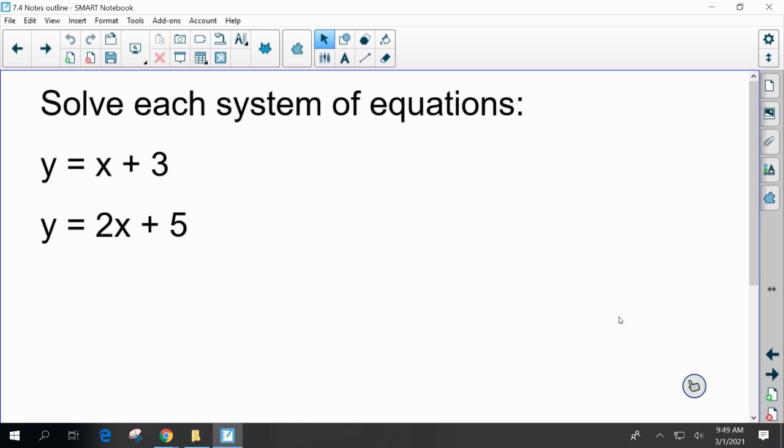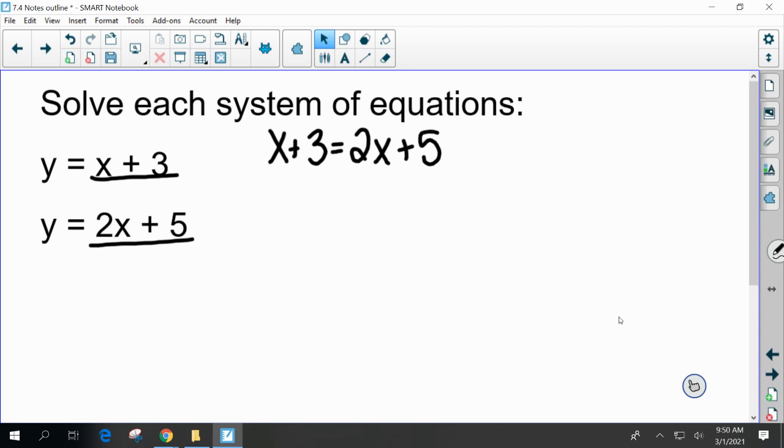Y is by itself. So we're going to take each of these and set them equal to each other, which is essentially saying y equals y, which is true. So x plus 3 equals 2x plus 5. What we're going to do is solve for x first.